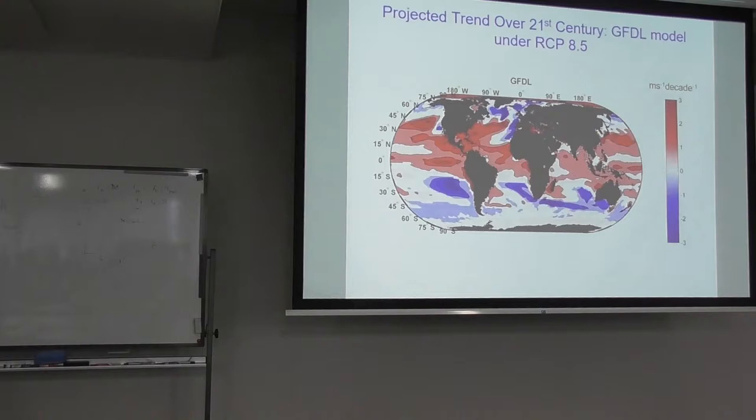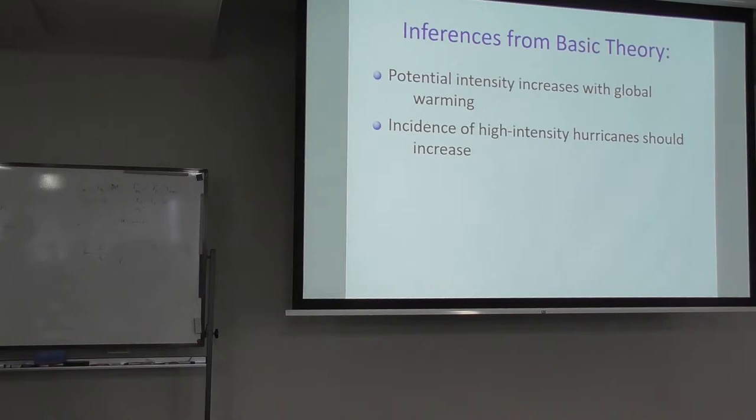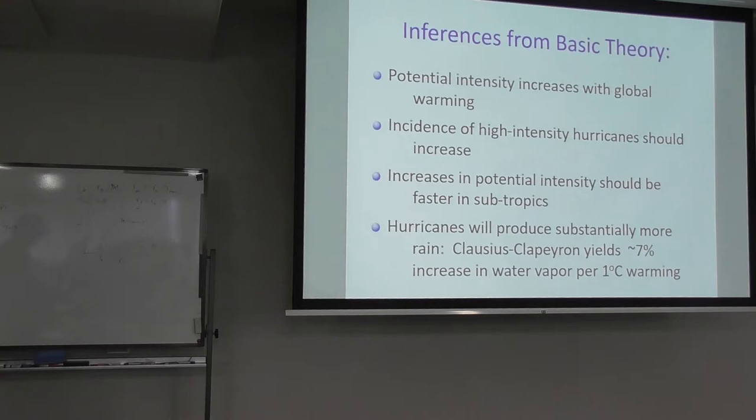All right, so where are we at here? We can infer from basic theory that potential intensity increases with global warming up to a point, but not indefinitely. We would guess from this that the incidence of high intensity hurricanes should go up simply because you have more potential: where you might have only been able to get up to 80 meters per second in the past, you might get up to 90 meters per second in the future. Increases in potential intensity theoretically should be faster in the subtropics than in the deep tropics, and we see some sign of that. And another fact that has nothing to do with potential intensity, which is much simpler actually, is that hurricanes should produce more rain just because of the Clausius-Clapeyron equation, which gives you 7% more water vapor for every degree of warming of the lower troposphere.